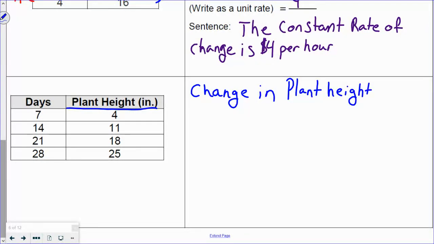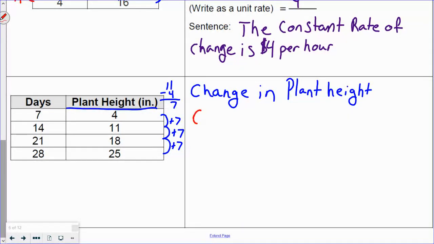Okay, so we're going to increase this up. Well, what's 11 minus 4? 7. So we increased by 7. How did this increase? By 7. We went up again by 7.